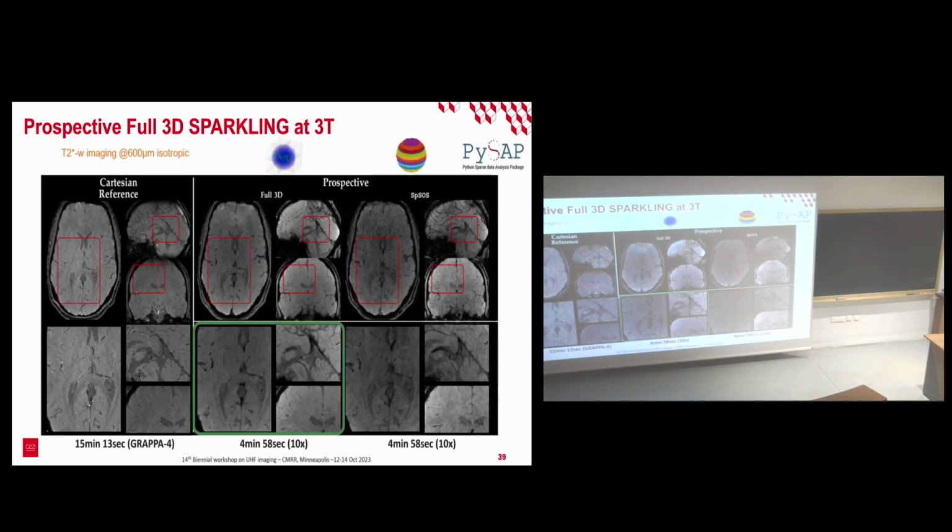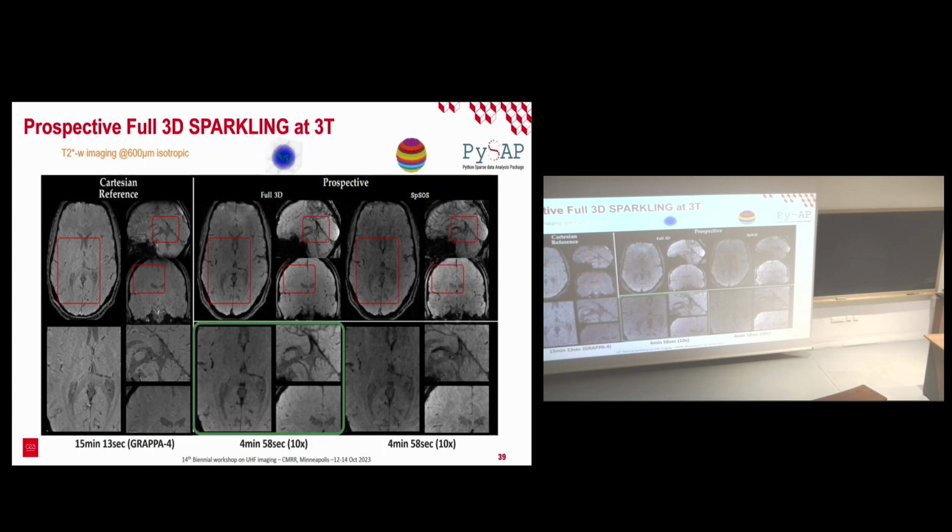Now we move to 3D, and again we used a Cartesian reference, already accelerated using GRAPPA, this time at 3T and 600 micrometer isotropic. 15 minutes and 13 seconds in terms of acquisition time. Here I show you comparisons between two 3D approaches: the full 3D that we finally implemented and promoted, in comparison with the previous attempts, which is a stacked version, a spherical stacked, but with a limited power of acceleration along the stacking direction. As you can see, this one provides much better images as compared to that one.